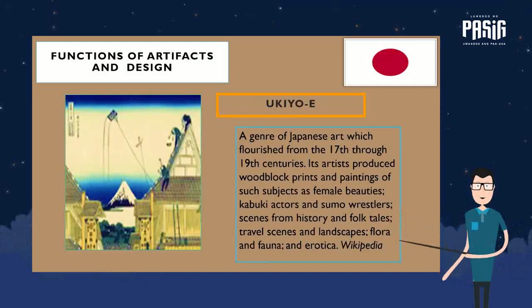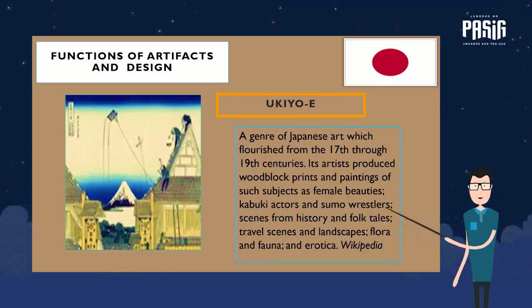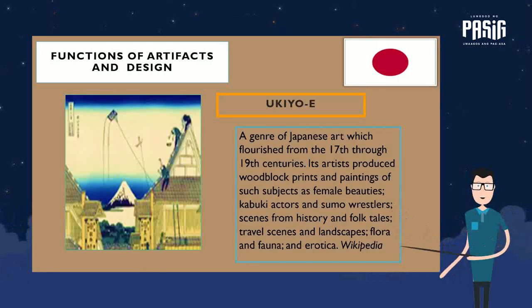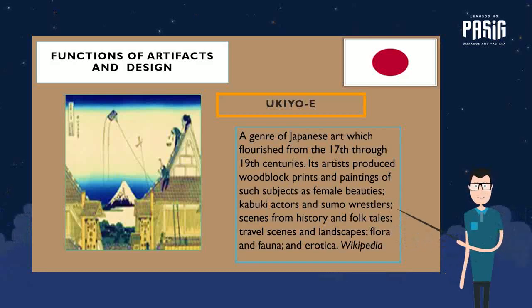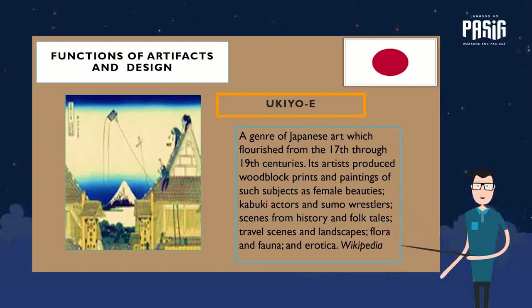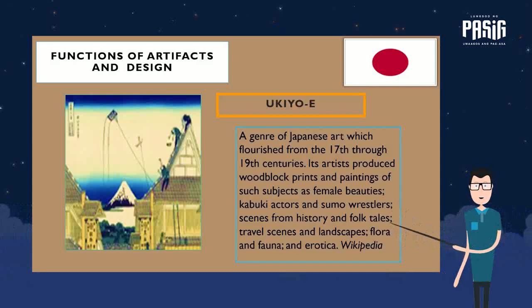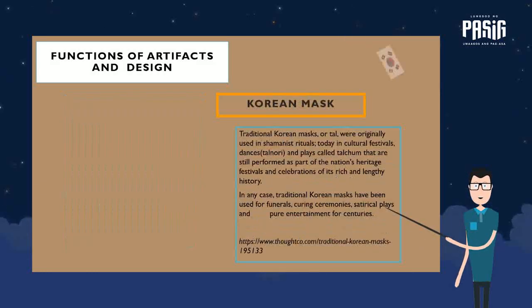Let's have ukiyo-e, a genre of Japanese art which flourished from the 17th through 19th centuries. Its artists produced woodblock prints and paintings of such subjects as female beauties, kabuki actors, and sumo wrestlers, scenes from history and folktales, travel scenes, and landscapes, flora and fauna, and erotica. That is ukiyo-e. Let's have Korean mask.